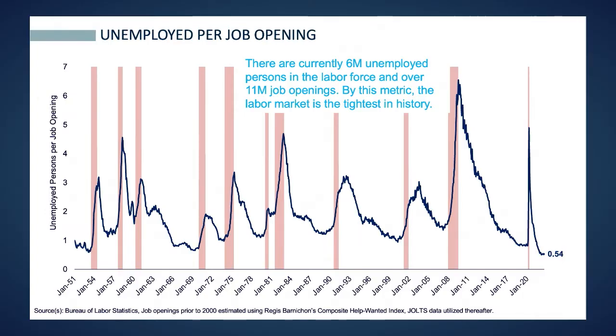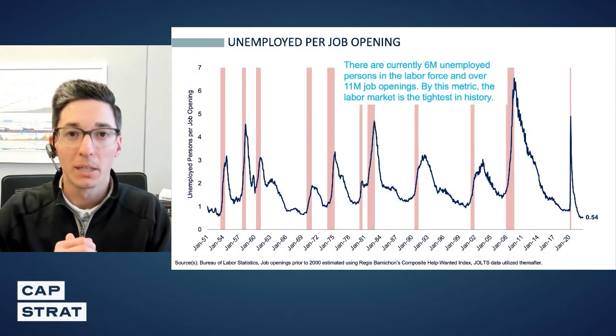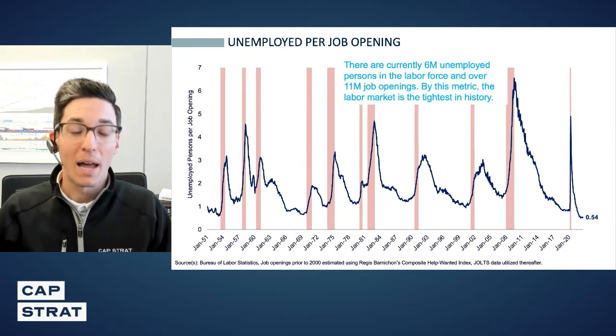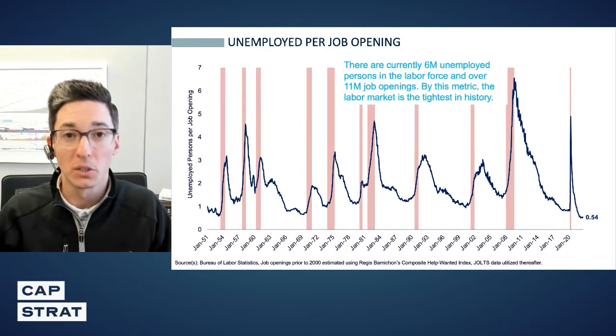A better metric, with some data that's been circulating across academic circles recently to add some time series to this data, is the number of unemployed persons per job opening. And that's this blue line here going all the way back to the 50s. Currently there are 6 million unemployed people in the country that are in the labor force, but over 11 million job openings. So if you put that into a ratio, that implies 0.54 unemployed persons per job opening.